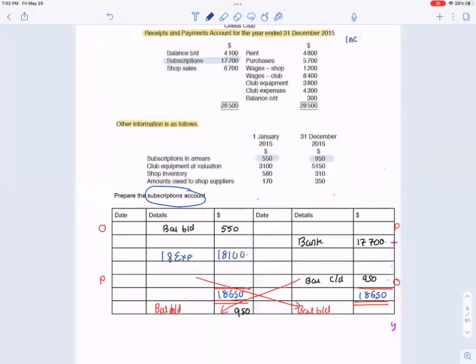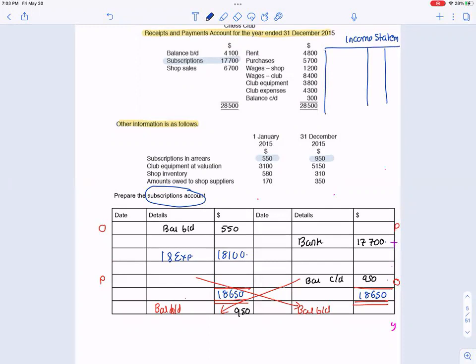After this, what do you prepare? The income statement. The income statement is prepared to find what? Profit from the shop.